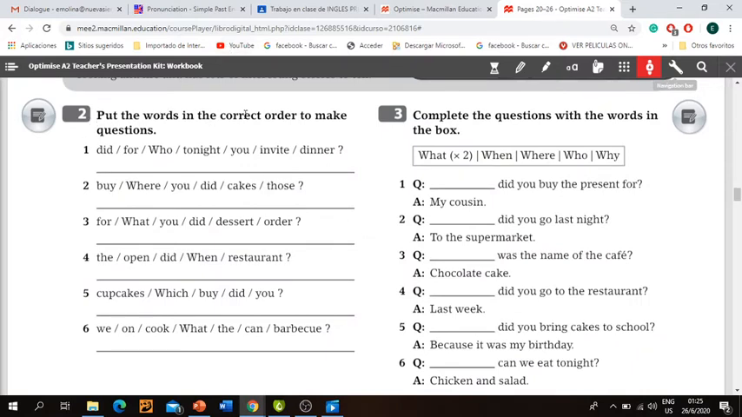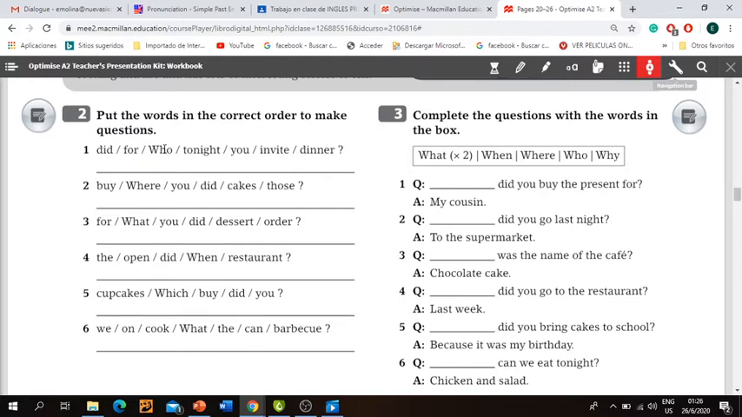Let's go with activity number 2. It says put the words in the correct order to make questions, and you have 6 points. So remember the order of questions. Remember that we use our hands, okay? What comes first when we ask questions? In this case, all these questions have a WH question word, okay? Like who, where, what, when, which, what. So those words should come first in the sentence. So here, for example, it would be who.